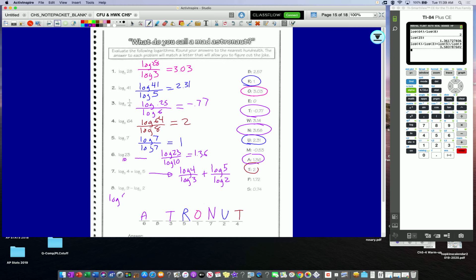All right, last one. Log of 9 over log of 7. So now we're going to subtract log of 2 over log of 6. So log of 9 divided by log of 7 minus log of 2 divided by log of 6. Hit enter. 0.7423 or just 0.74, sorry. Right there, S.